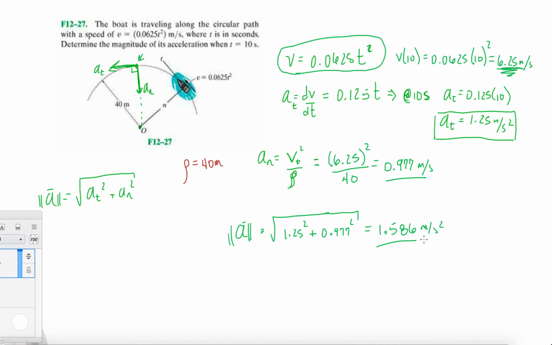Okay, and that's it. So in these problems, as soon as you see a turn, these are key things to look for: if they give you a radius of curvature, they'll most likely want you to find the normal component of the acceleration, or they'll just tell you right away.